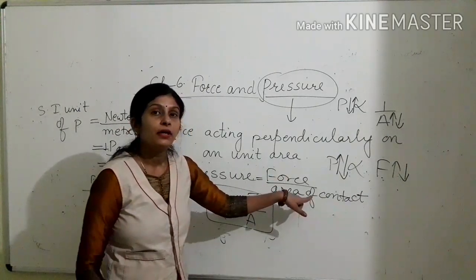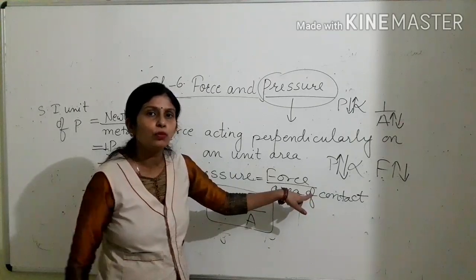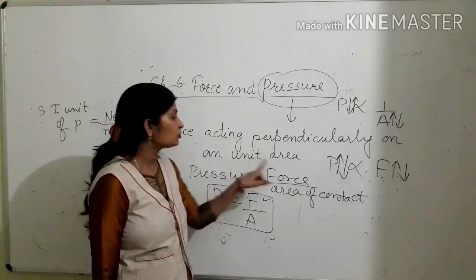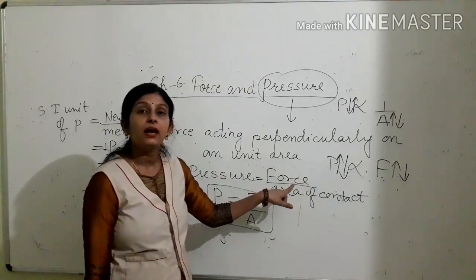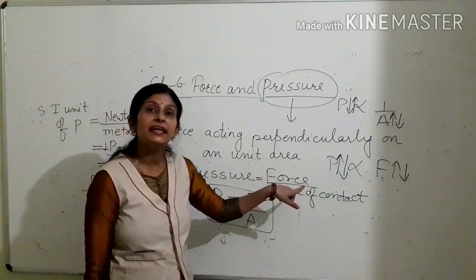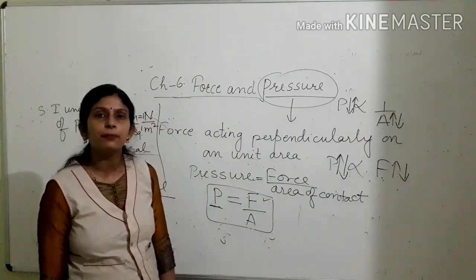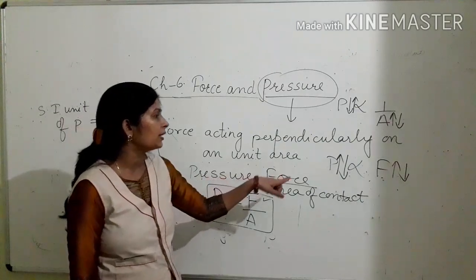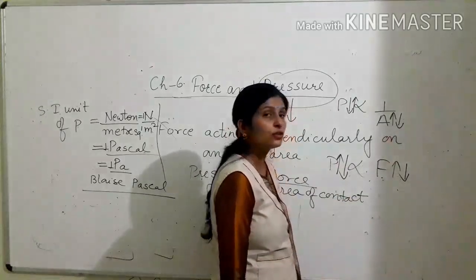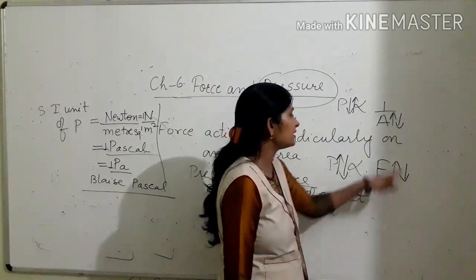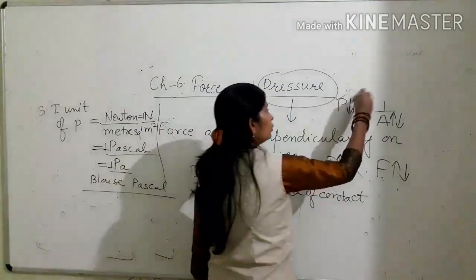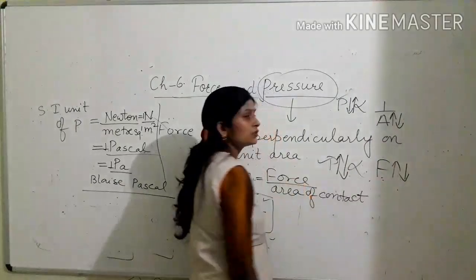Secondly, if area is same in two or more cases, then for the same area, pressure depends on force. And how does it depend on force? Pressure depends on force directly. Both have direct dependence, direct proportionality. Pressure is directly proportional to force, which means that if force increases on a unit area, pressure also increases, and if it decreases, pressure also decreases. So these are the two factors on which pressure depends.